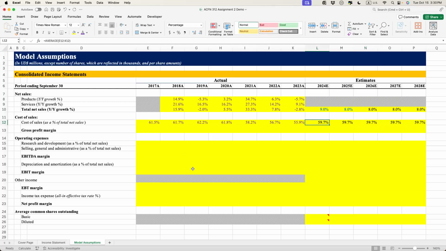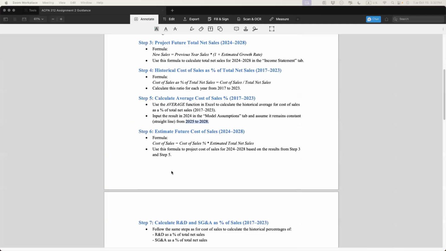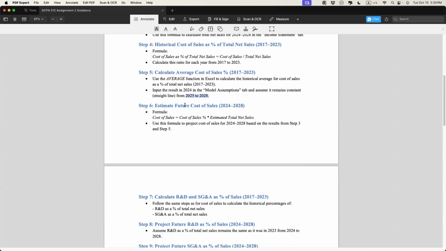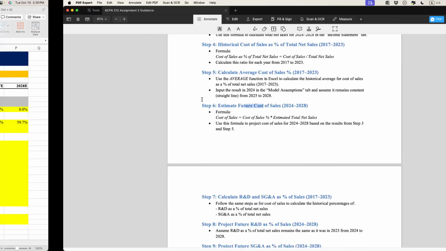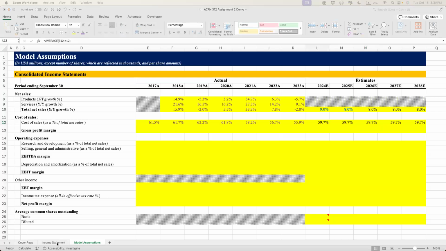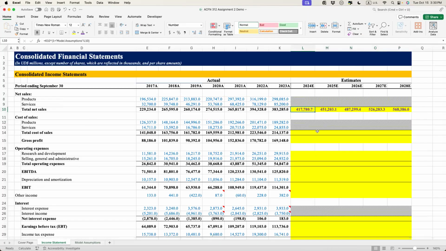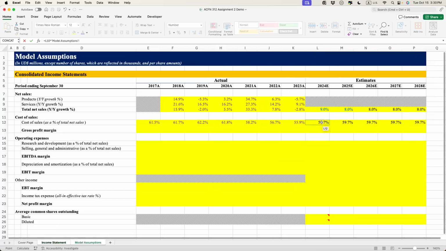Okay. Once we have this, if you go back to the guidance file, I showed you that once you have the percentage, you should be able to calculate the actual value for cost of sales. You just back solve that. So we have the percentage here. Now we do have the projected sales from the early steps. Then what we can do here is just use the projected sales multiplied by the projected percentage here.